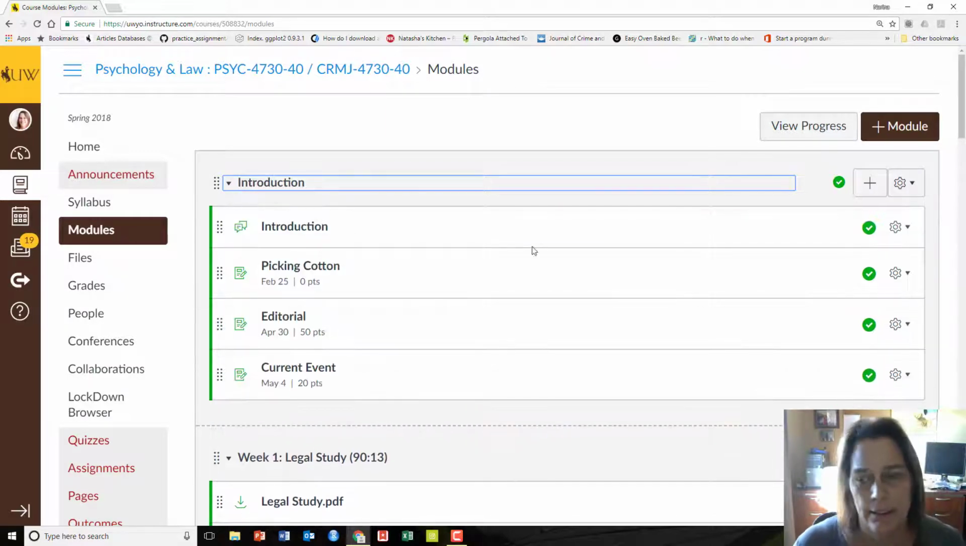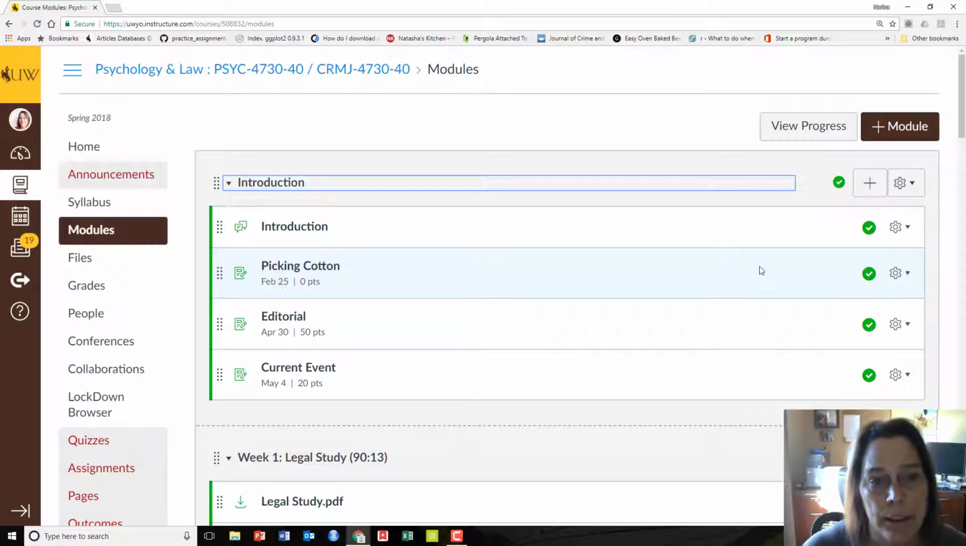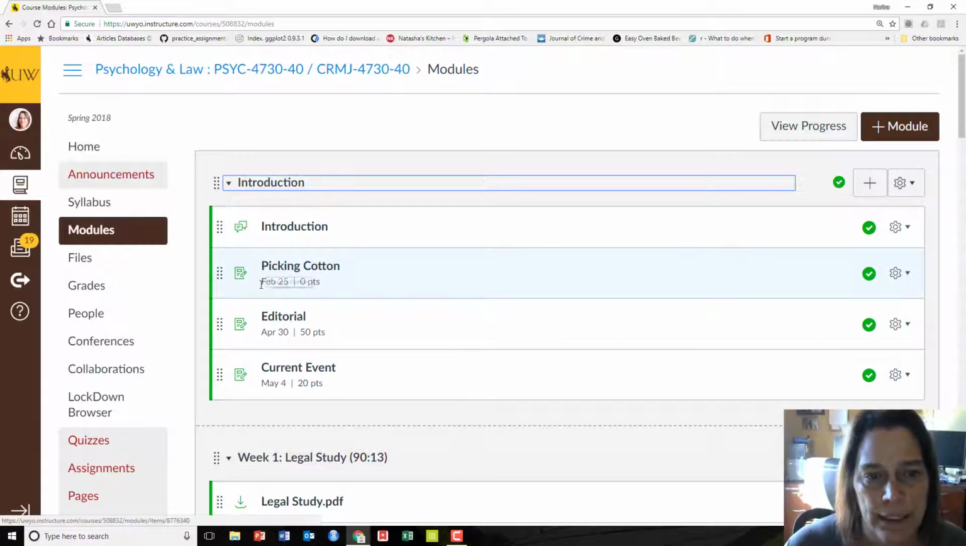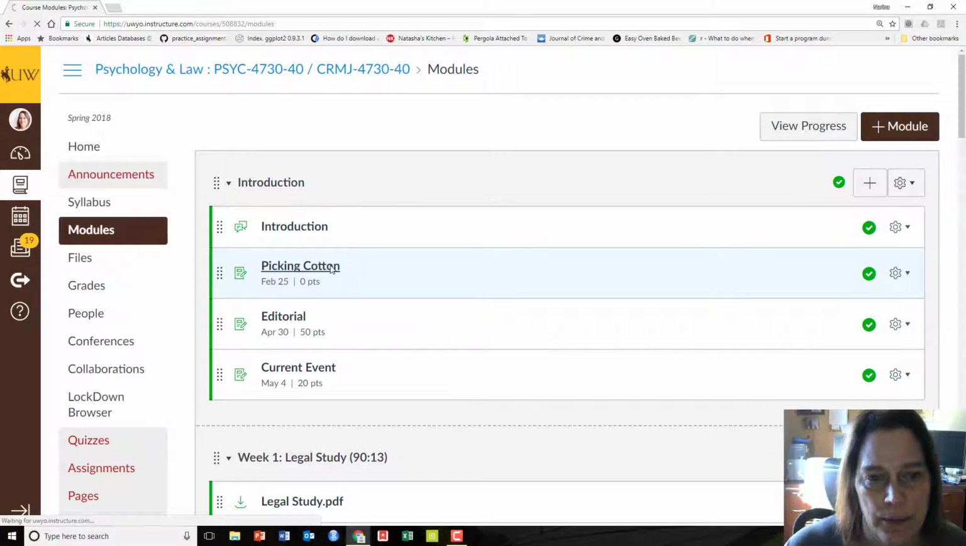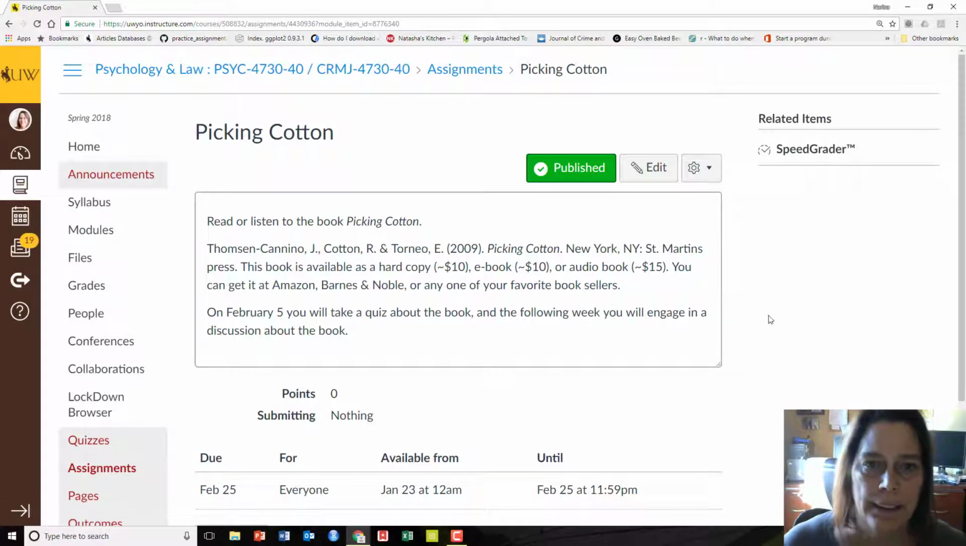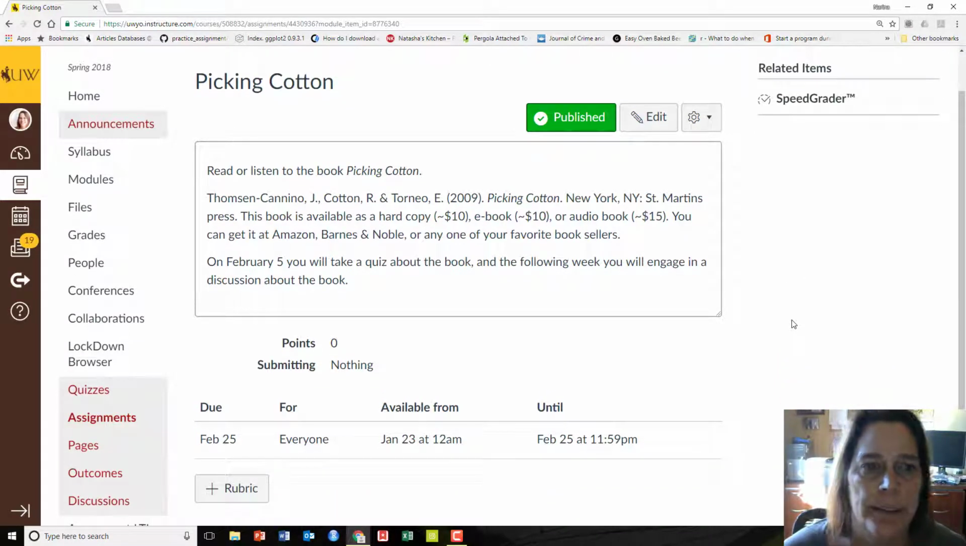One of the things that I'm going to ask you to do, although there's not a textbook in this course, is read a book. The book is Picking Cotton, and I need you to read it by February 25th. If you click on the Picking Cotton link in the introduction, it gives you the information to read or listen to the book.